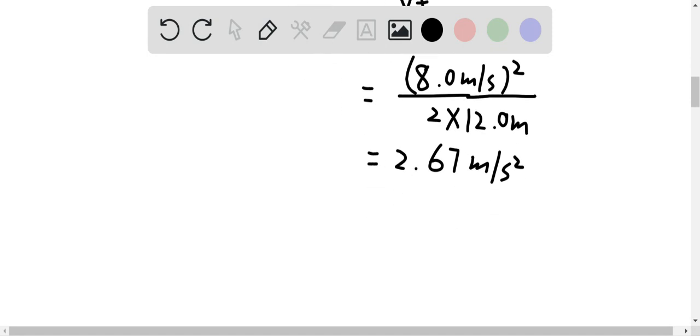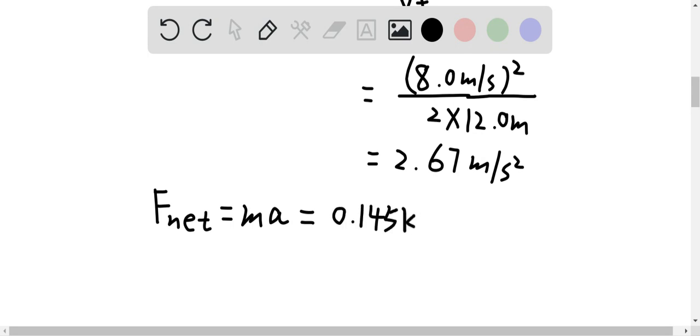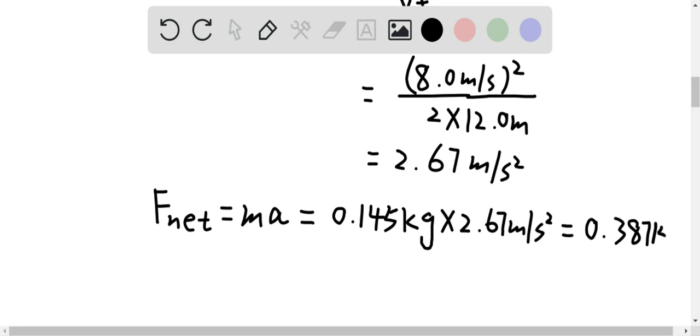Once we get the acceleration, we can determine the net force during this free fall motion, which is F net equal to ma. If we plug in the values, we have 0.145 kilograms, because 145 grams is 0.145 kilograms, times 2.67 meters per second squared. And then we'll have 0.3875 newtons. This is the net force.